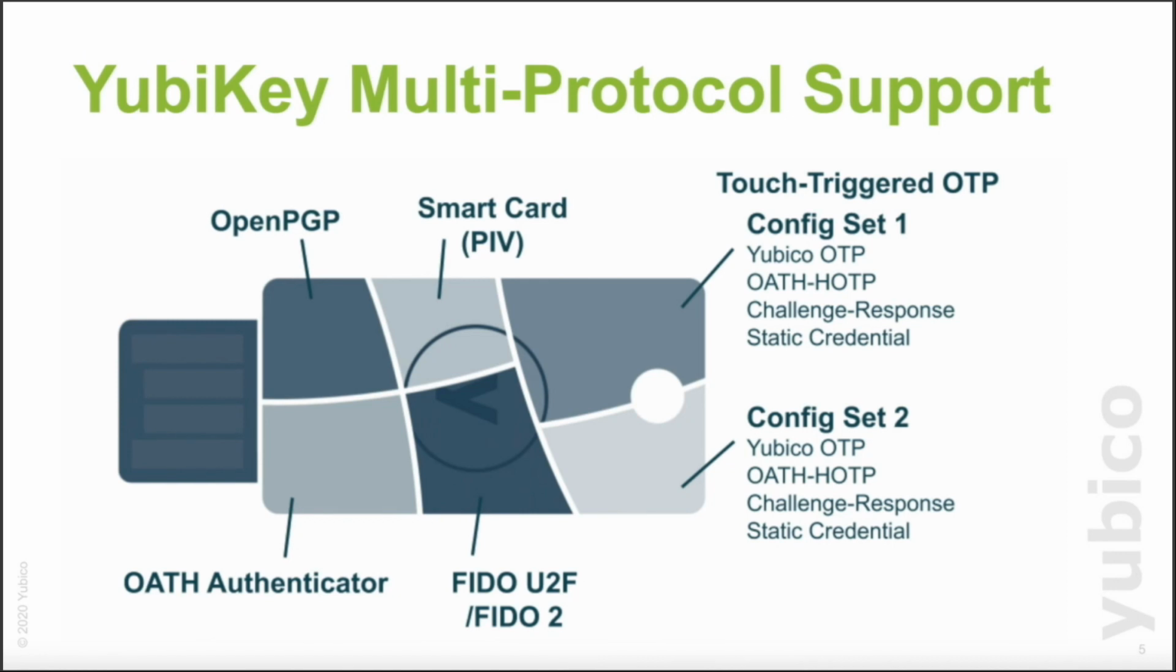So that kind of segues nicely into all the different protocols that this one key supports. It could be a smart card. It can do time-based OTP. We have the Yubico OTP protocol, which just outputs, it acts like a keyboard and outputs a one-time password. It has WebAuthn and FIDO2 as well as OpenPGP. And we find that a lot of customers use multiple protocols depending on the use case and the various systems that they have in place in their environment.